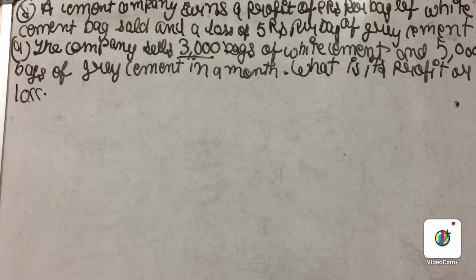So what is basically given in this question, that there is a cement company and it sells two different kinds of cements, white cement and grey cement, and what is the profit and loss made by the company in each and every cement bag. If it sells a white cement bag, then it earns a profit of 8 rupees, and if it sells the grey cement, it gains a loss of 5 rupees. So have you understood the statement? I think you have understood.